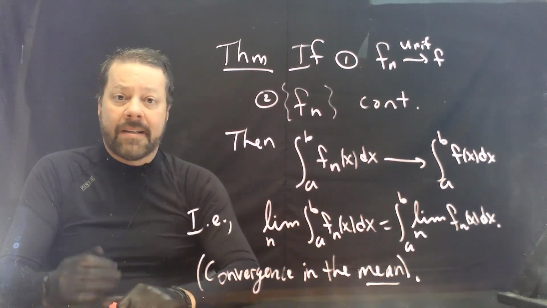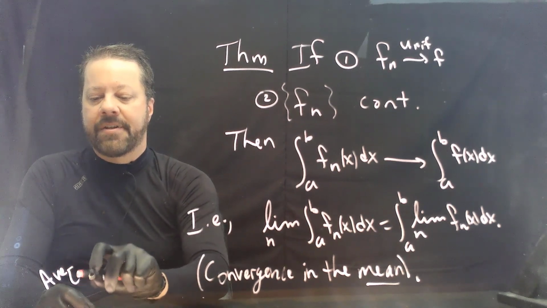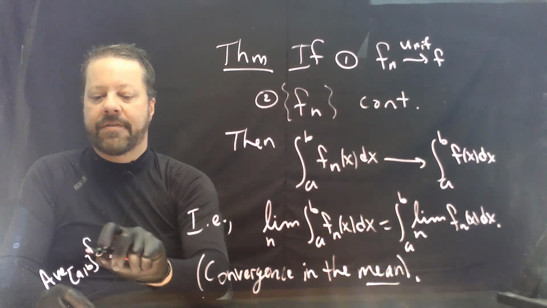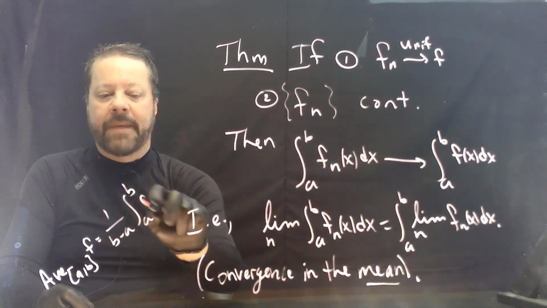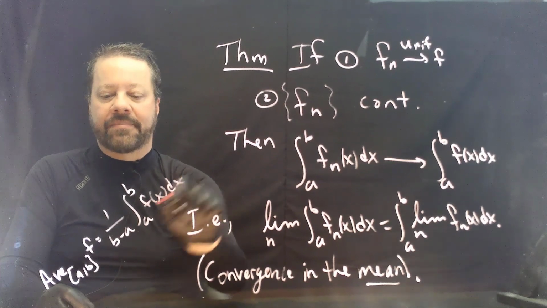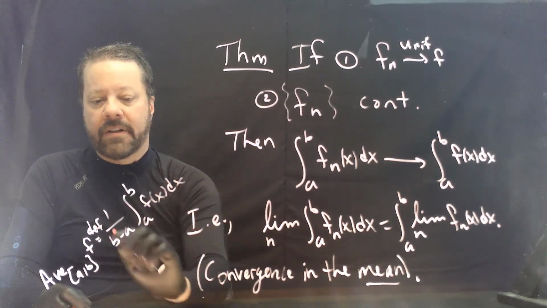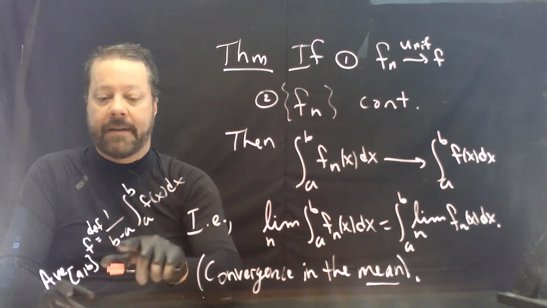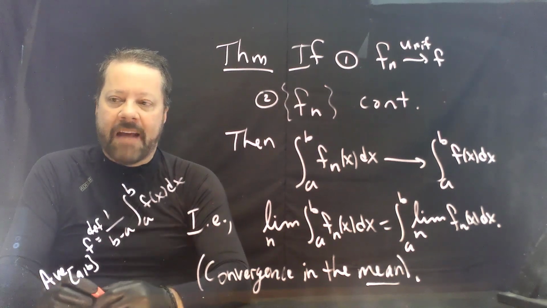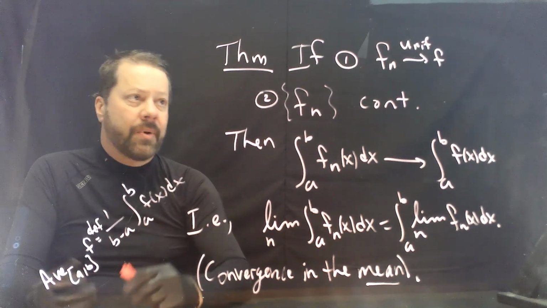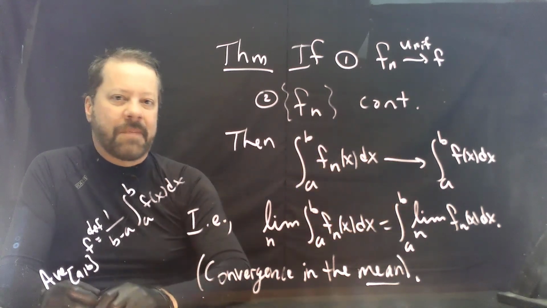The integral is an averaging process. You'll recall that the average on [a, b] of some function is, by definition, 1 over b minus a, times the integral from a to b of f of x dx. So finding the integral is very much akin, off by a simple constant, the length of the interval, to the average. In other words, uniform convergence of continuous functions gives you convergence in the mean.